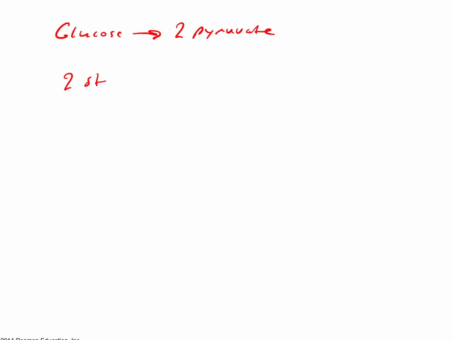Now, there are 2 phases of this process. First, we have what's called the energy investment phase. Energy investment phase. We need to be able to inject a little bit of energy into this process to kickstart the process. So we talked about energy of activation back in chapter 8. We were talking about proteins, if you remember, and how they act as catalysts. They lower the energy of activation.